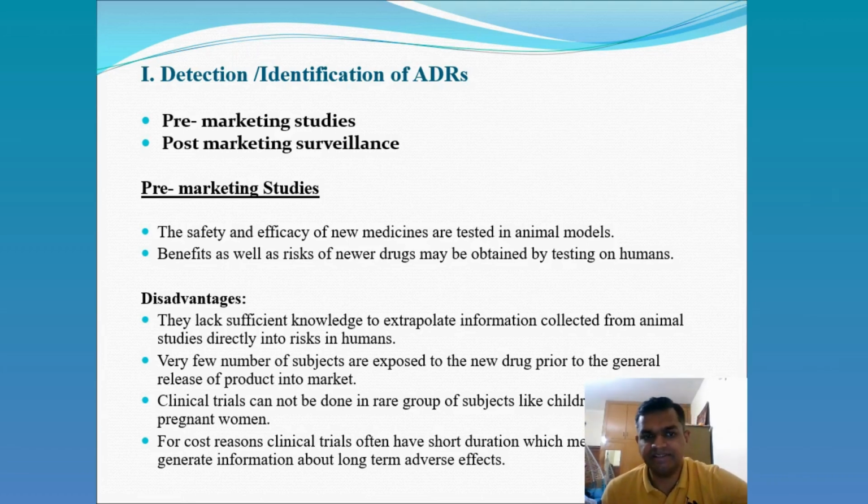Now, these pre-marketing studies have some disadvantages. That's why there is a requirement of post-marketing surveillance. The first disadvantage is they lack sufficient knowledge to extrapolate information collected from the animal studies directly posing a risk to the humans. Second, a fewer number of subjects are exposed to the new drug prior to the general release of the product into the market. Third one is clinical trials cannot be done in special groups of subjects like children, elderly, and pregnant women. And last is the cost reason. Clinical trials often have a short duration, which means they are not capable of generating information about long-term adverse effects.